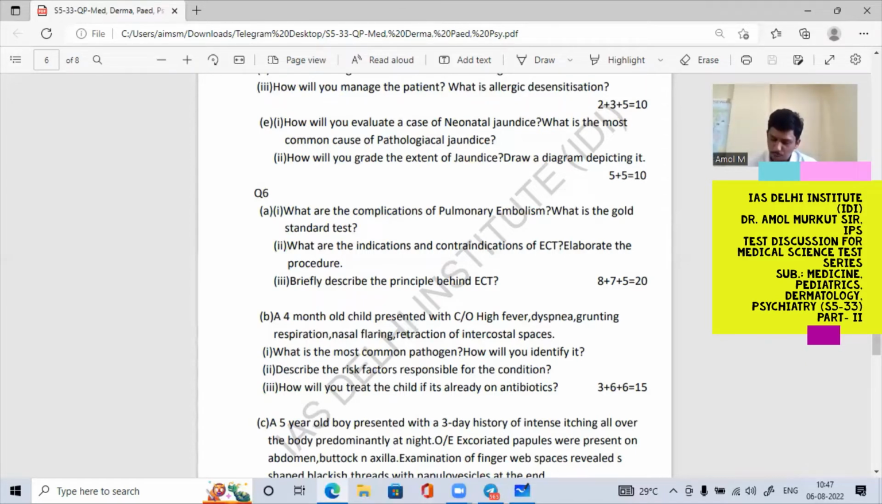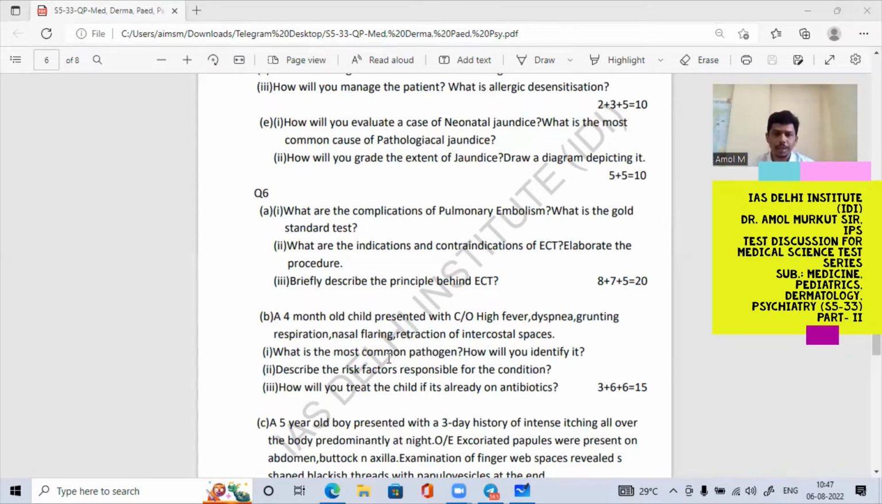A 4-month-old child presented with a case of high fever, dyspnea, grunting respiration, nasal flaring, retraction of intercostal spaces. What is the most common pathogen? How will you identify it? Streptococcus pneumoniae. What are the investigations which you will do? Investigations are serology for diagnosing the pathogen and antibodies, and then analysis of sputum, by serology and by microscopy and culture.